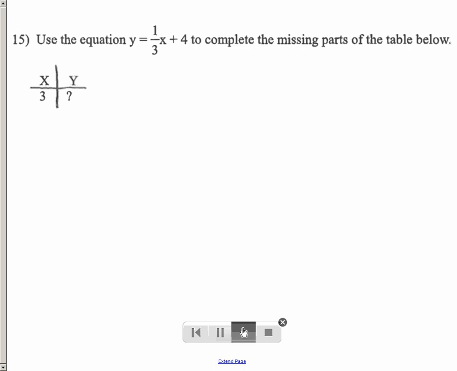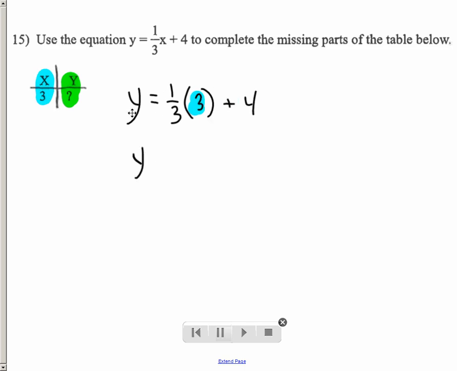Now these are basically, hey, can we please go complete this table? If I tell you that x is 3, then we rewrite the equation, and where we see x, we're going to make it a 3. Okay, so it told us x is 3, so that's why we made this x into a 3. We don't know what the y is. We've got to go solve for it. 1/3 times 3 is 1. 1 plus 4 is 5. So y is actually equal to 5.